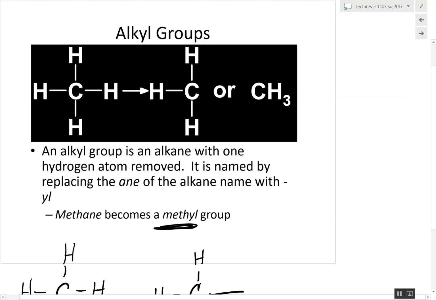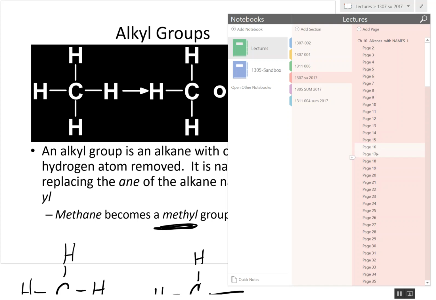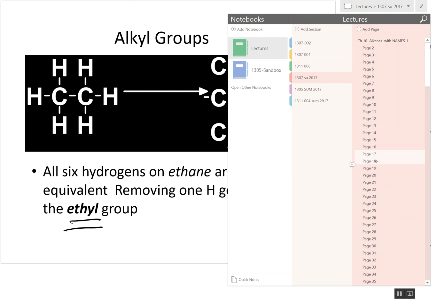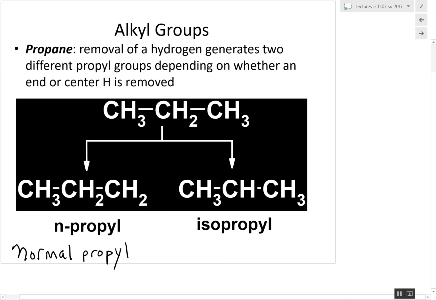So there's methyl. It's a CH3. Ethyl. Ethyl is a CH3, CH2 with a line, so there's an opening there for it to attach to the chain, or a C2H5 group. So that's the ethyl. So that's 2 of these substituents. Ethane is being changed to ethyl. All right, now the propyl.